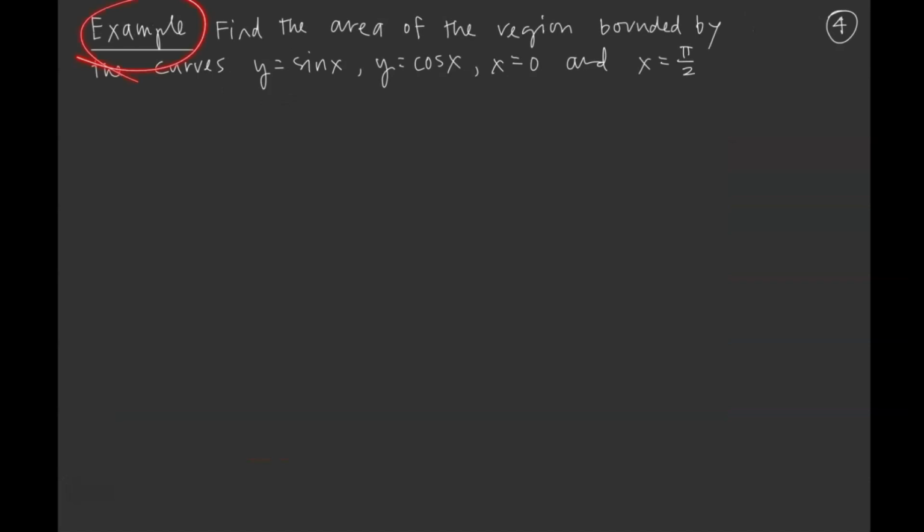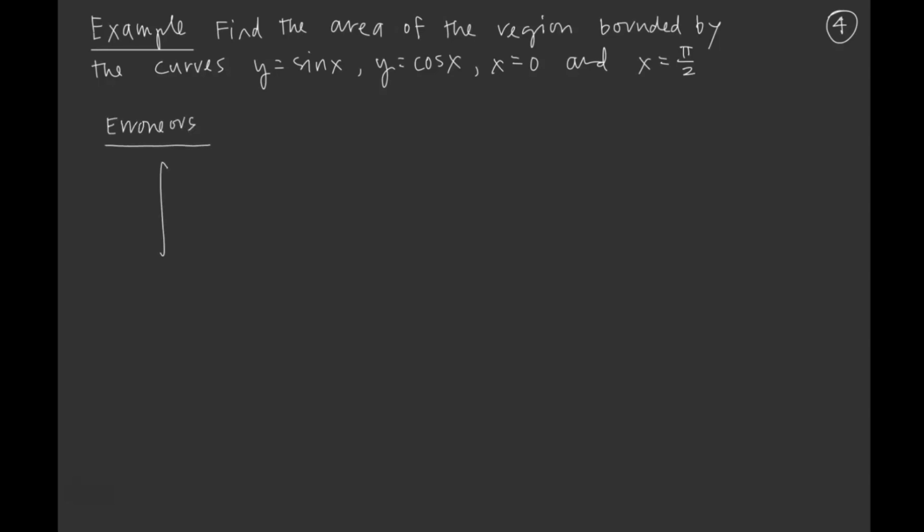So this is our third example. Find the area of the region bounded by the curves y equals sine x, y equals cosine x, x equals 0, and x equals pi halves. And this is going to give us a sort of cautionary tale to not jump too far ahead without really understanding the situation. I'll give you the erroneous solution.